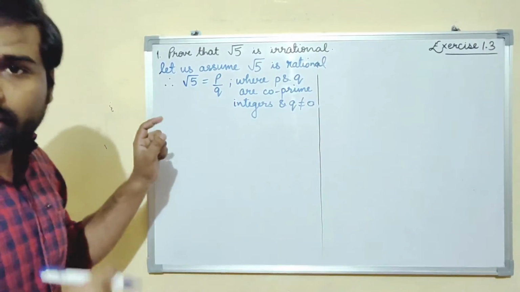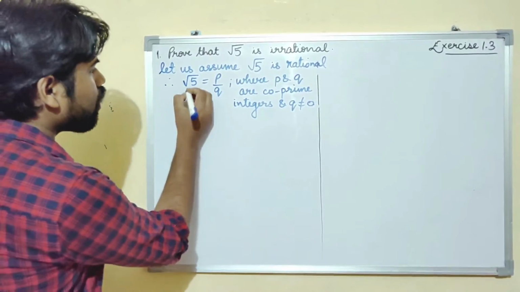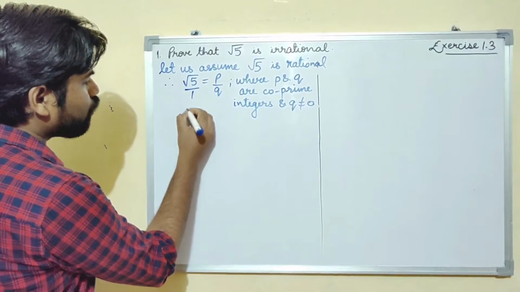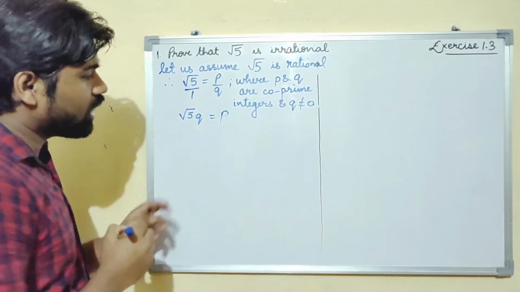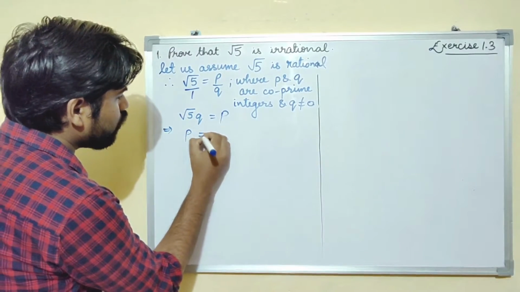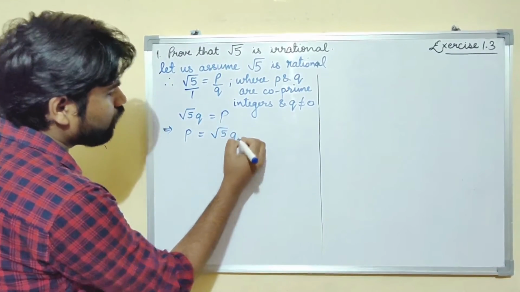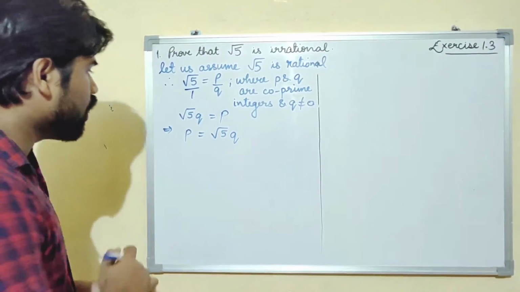Now what did I tell you? Just cross multiply and rearrange, right? We'll cross multiply it, you'll get root 5 q equals p, and when we rearrange it, it will be p equals root 5 q. Then what is the next step? We'll square it, right?